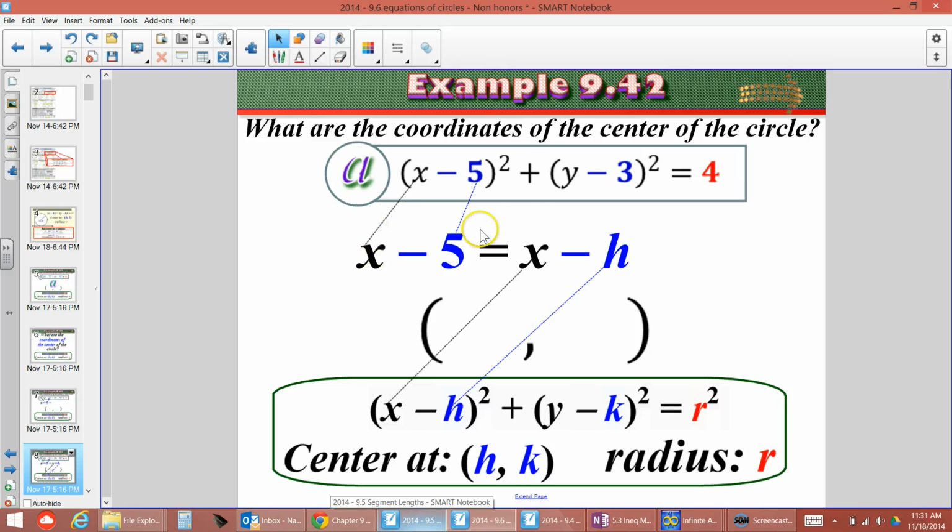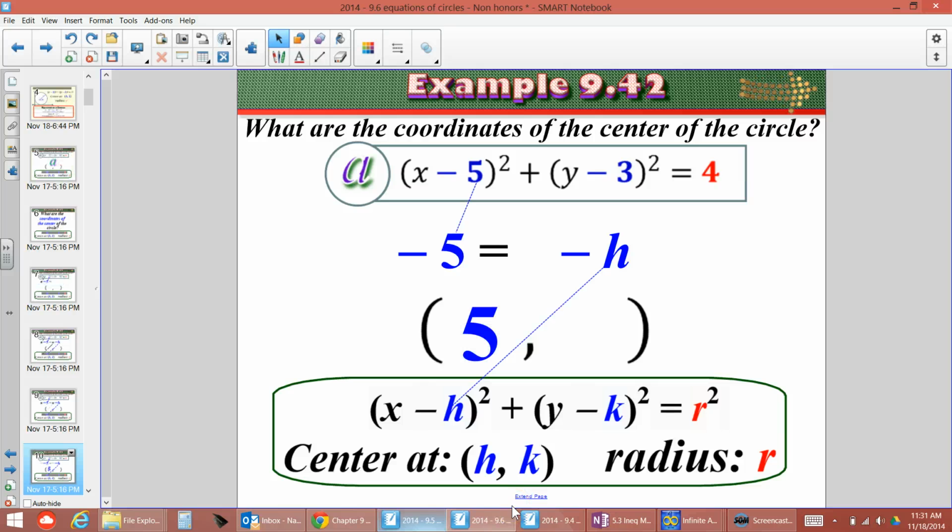Now, if I got rid of the x's, I would see that negative 5 equals negative h. I want to know what the actual h is. So I get rid of the negatives, and I realize that h is 5. Or you could just notice x minus and x minus. Those two are the same parts. So the h is just 5.